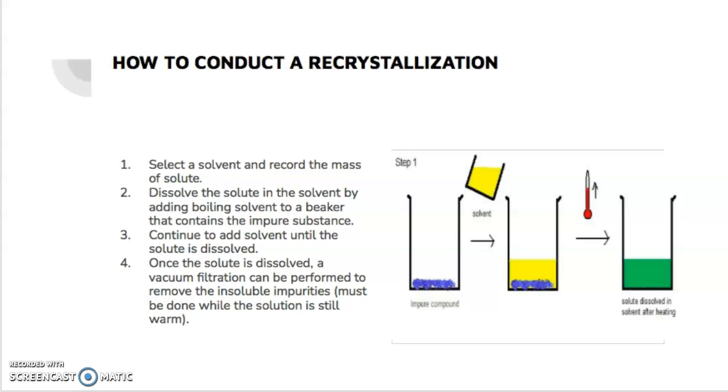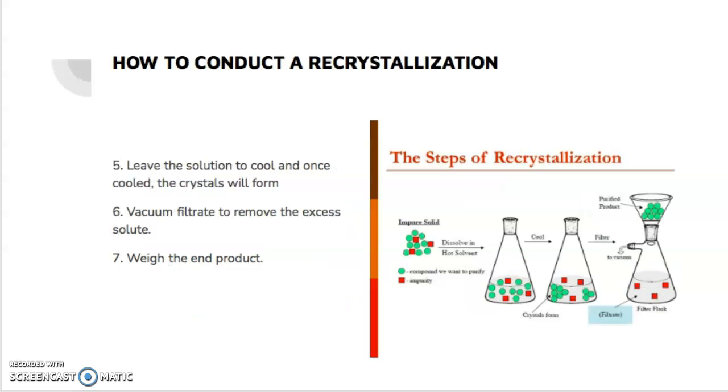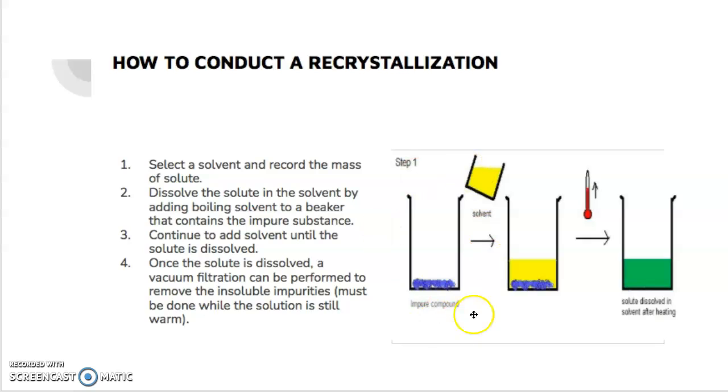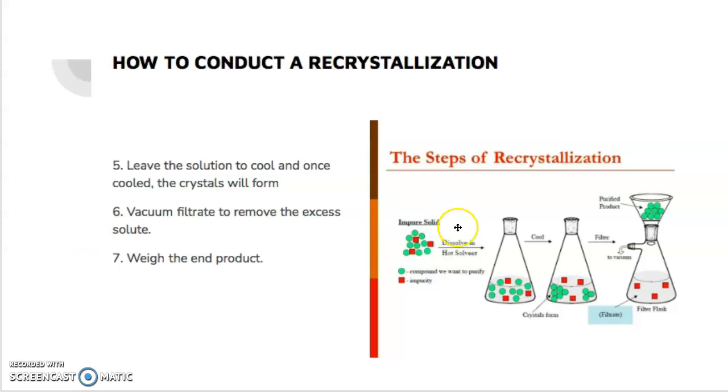Then leave the solution to cool, and once cooled, the crystals will form, and vacuum filtrate to remove the excess solute, and in the end we're going to weigh the product. And I'm just going to go back, and this is just an example of the first steps, and in this one it's just an overview of the steps of recrystallization. So we go from impure solid, and then we're going to cool, crystals will form, filter, and then the purified end product. Thank you.